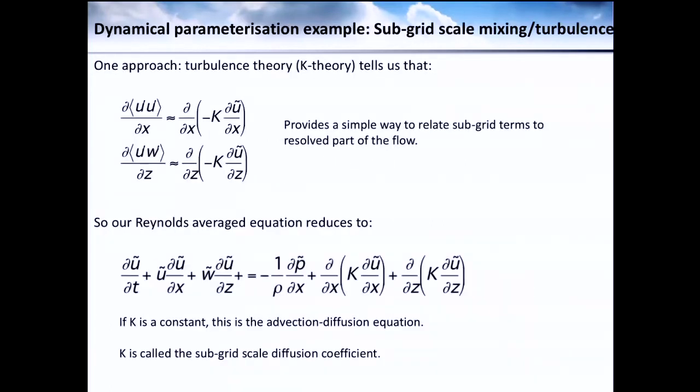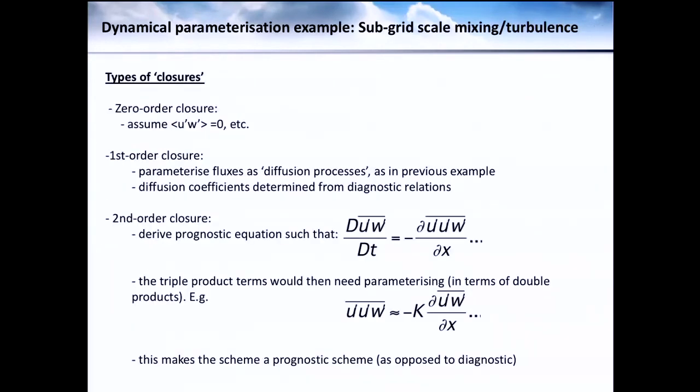So now we can solve this equation, and every step you diagnose what the Richardson number is in the flow, you define a spatially varying K, and then you can step forward in time. So that is called a first order closure, where we parameterize the flux of the diffusion processes, and the diffusion coefficient, the K, is determined by a diagnostic relation. That's a first order closure. A zero order closure is you assume all your turbulence terms are 0 and really no parameterization at all. Right? So that's doing nothing, doing 0.